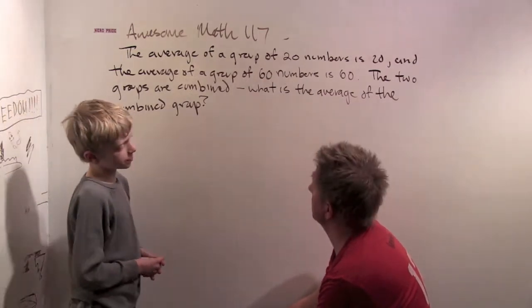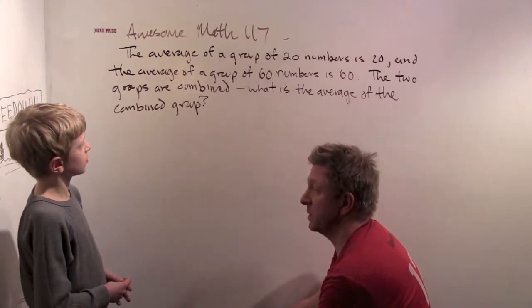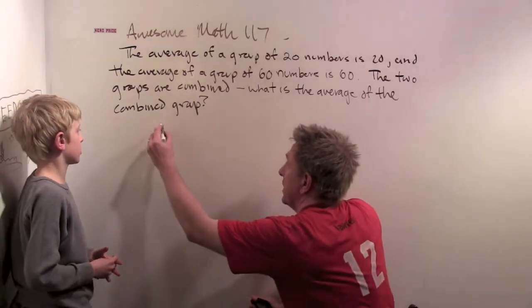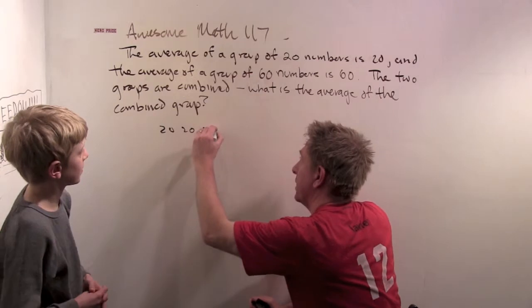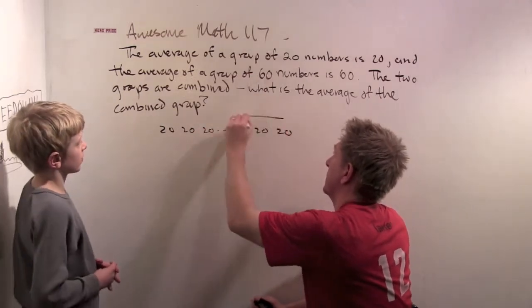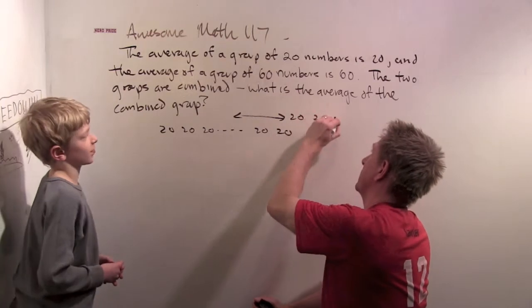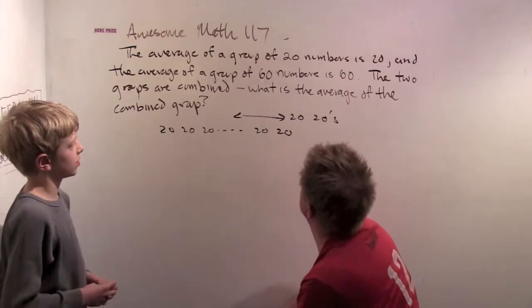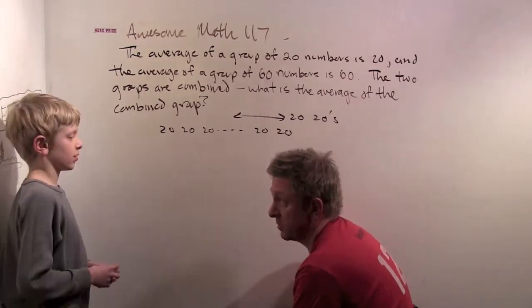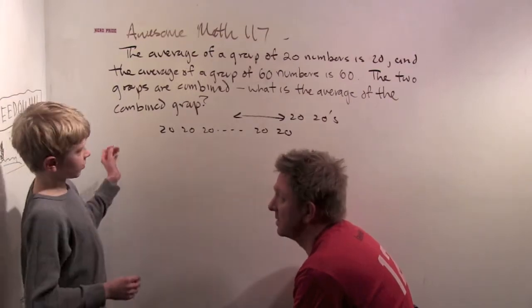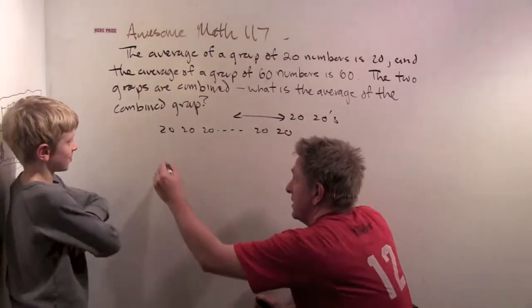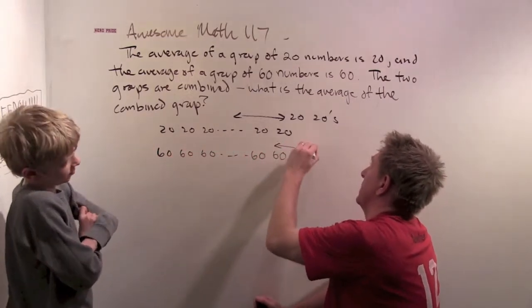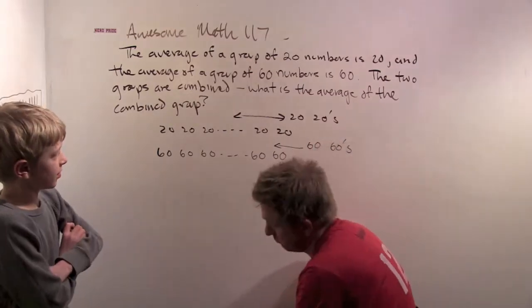Do you know any groups of 20 numbers that would have an average of 20? Just if they're all 20. Oh, if they were all 20, okay. So I have 20, 20, 20, and so on, 20, 20. There's twenty 20s. Do you know a group of 60 numbers that have an average of 60? Well, 60s. Sixty 60s? Yeah. So 60, 60, 60, and so on, 60, 60, sixty 60s. Okay. Yeah, that's true.